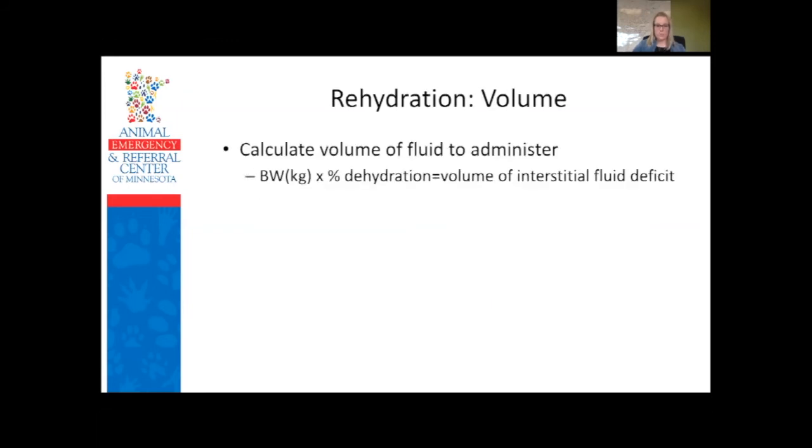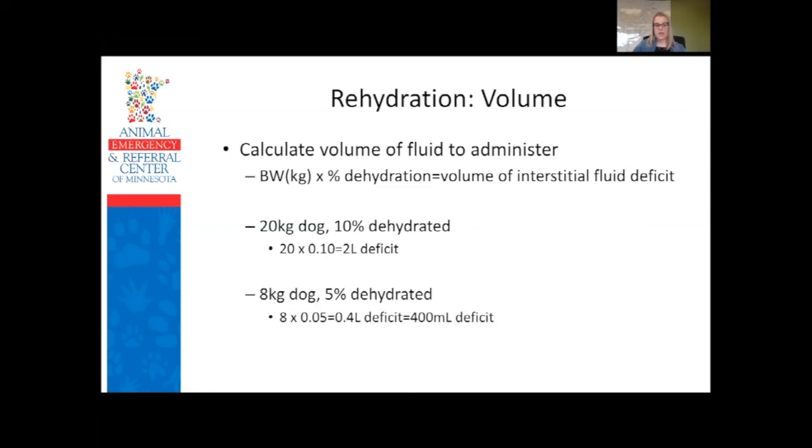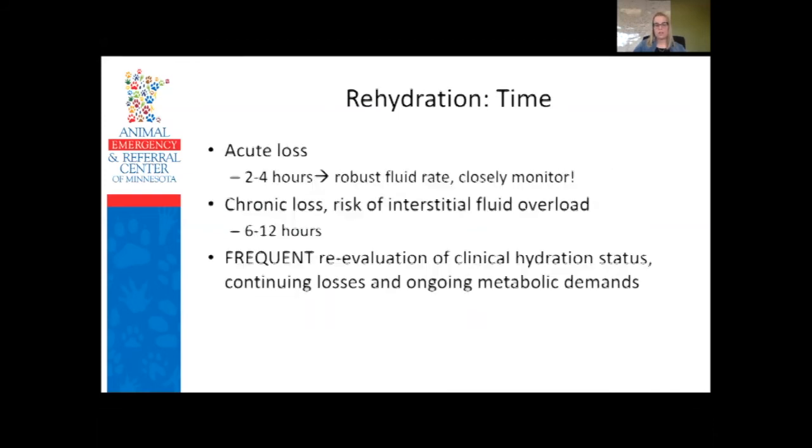We're all familiar with this formula. When you're calculating the volume of fluid you want to give, you take your body weight in kilograms, times it by how dehydrated your patient is, and that's going to give you the volume of your interstitial fluid deficit. So we've got our 20 kg dog who's 10% dehydrated, which gives you a 2-liter interstitial fluid deficit. If you've got an 8 kg dog who's 5% dehydrated, you've got a 0.4 liter, or 400 ml, deficit that you know you have to replace.